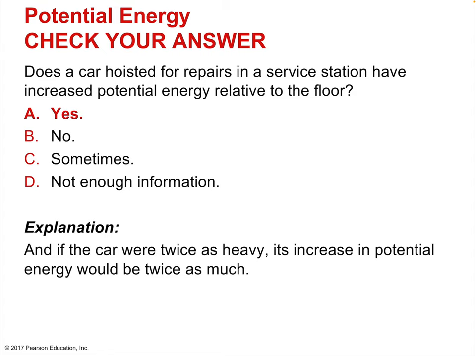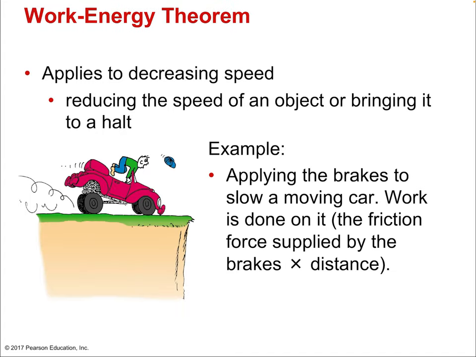And you could then suddenly release that car, probably a bad idea, let it drop to the floor, and then you could change that gravitational potential energy into something else. Because when you released the car, its gravitational potential energy disappeared because gravity started doing work on that car. And as gravity did work on that car, the energy became kinetic energy. But let's talk about the work energy theorem, and then we'll talk about kinetic energy.